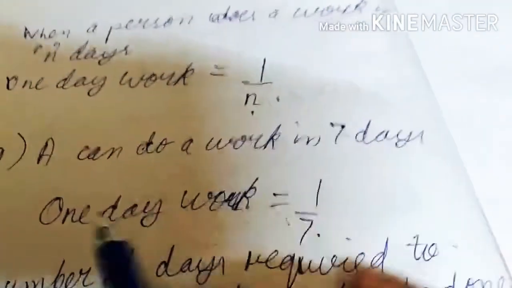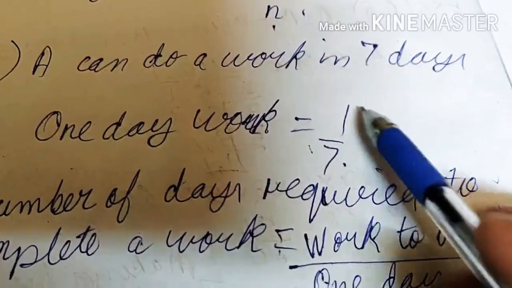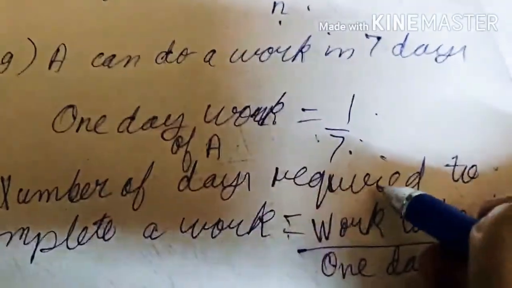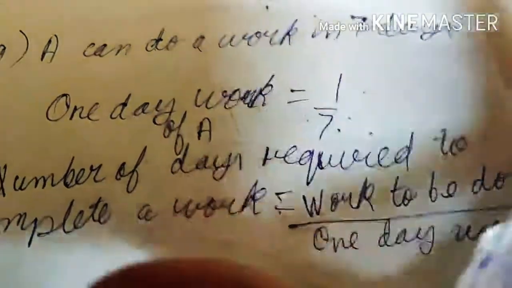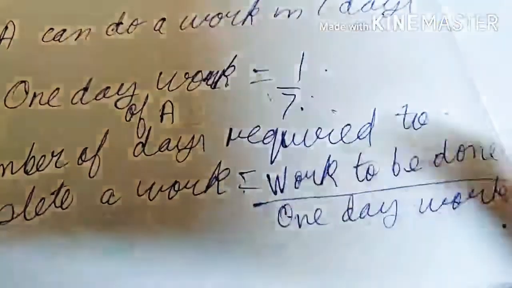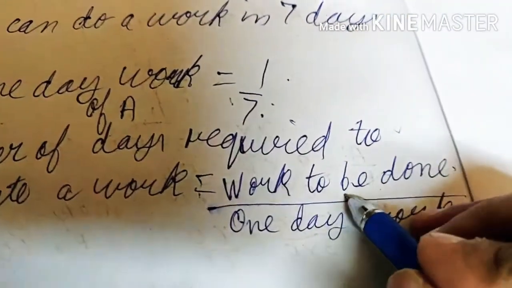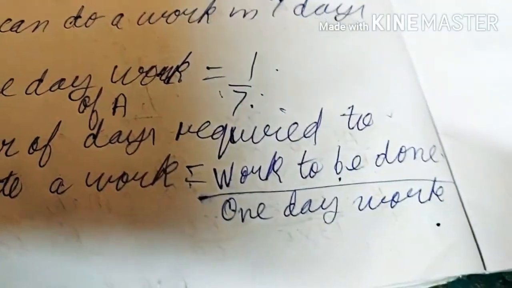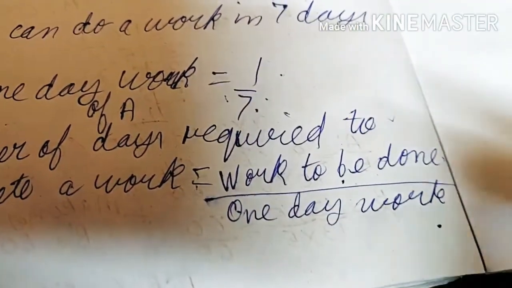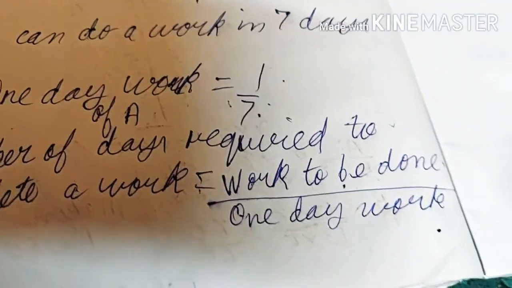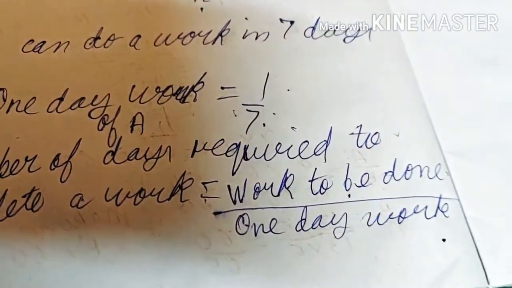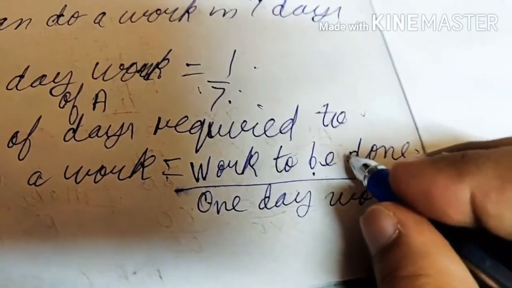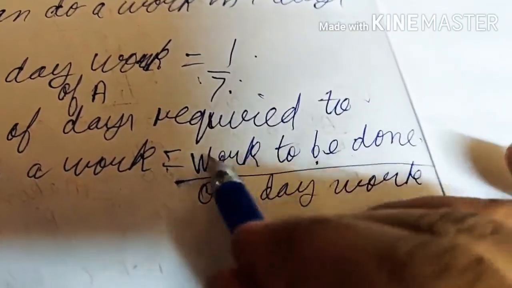Like here the 1 day work of A was 1/7. So work left is the complete work. He has to do the complete work. So work left was 1. Okay, 1 was the total work. So always remember the total work is always equal to 1. You have to complete one work. If half is done or 2 by 3 is done, that is a different thing.